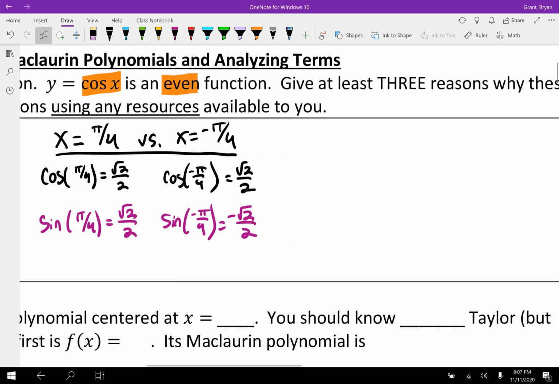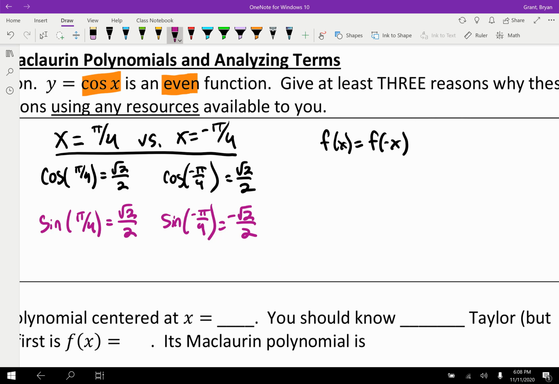Essentially, the definition I think they give you for an even function is that, they probably say f of x equals f of negative x, right? So they're saying the output of a positive x value is equal to the output of a negative x value. And isn't that true? That's what we saw over here. That's the idea of an even function.